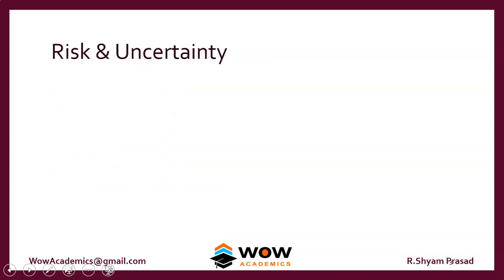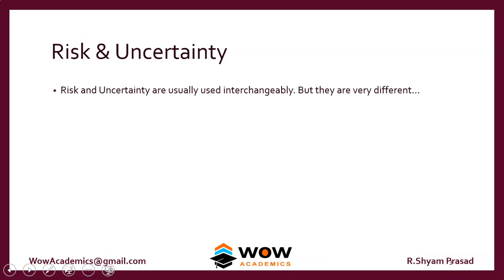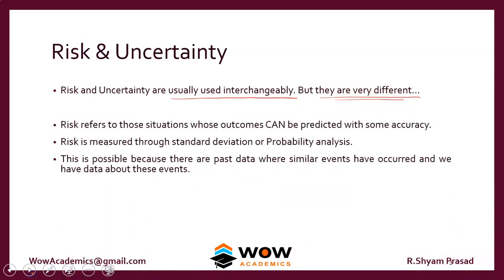So first we'll discuss what is risk and what is uncertainty. Risk and uncertainty are used interchangeably, but they are actually very different. Risk refers to those situations whose outcome can be predicted with some accuracy. So risk is measured through standard deviation, probability analysis, and also with other tools.